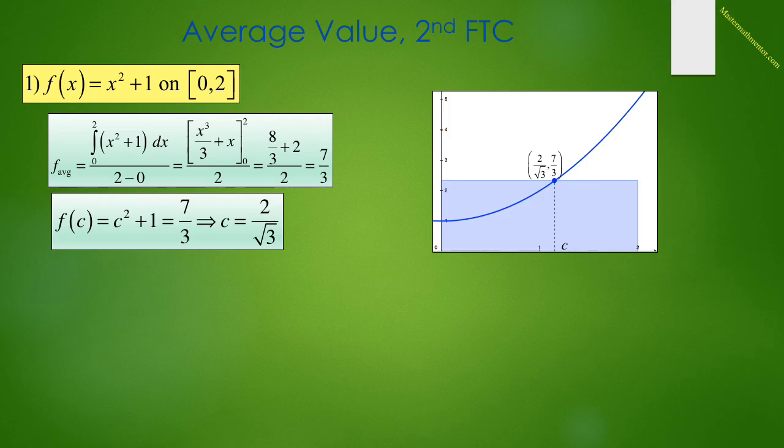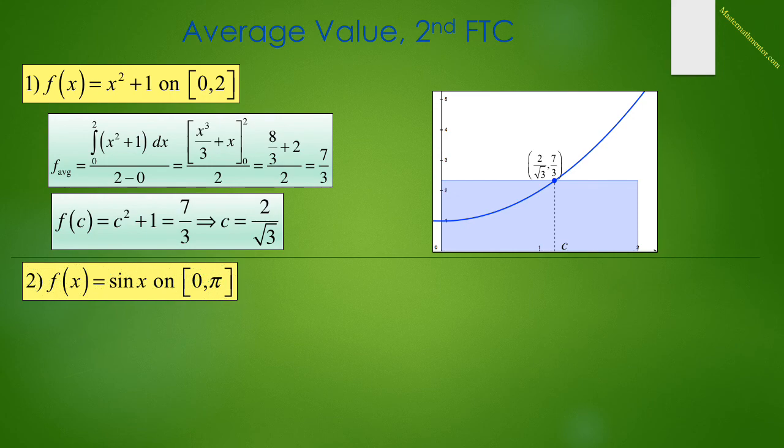So we can see by the graph that when x is equal to 2 over the square root of 3, our height is 7/3. And the area under the curve, f of x, from 0 to 2, will equal the area of the rectangle with base 2 and height 7/3. That height 7/3 is the average value of f on 0, 2.